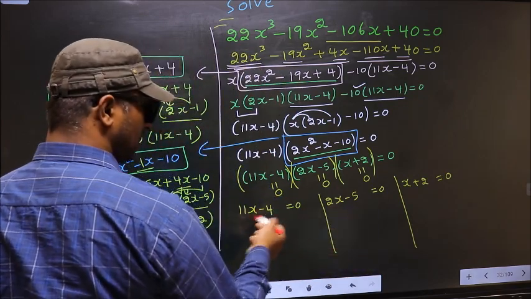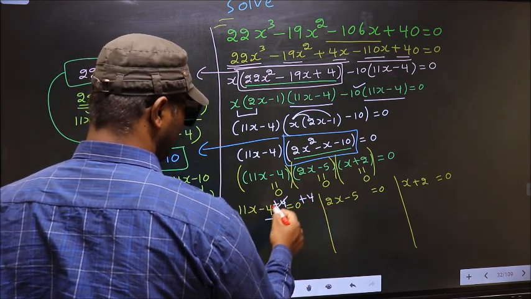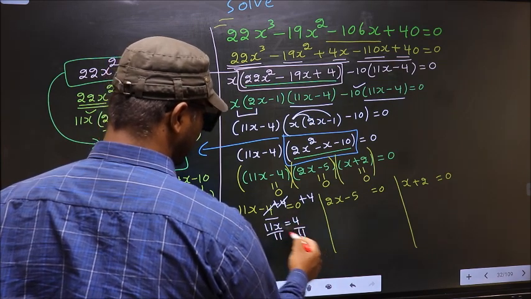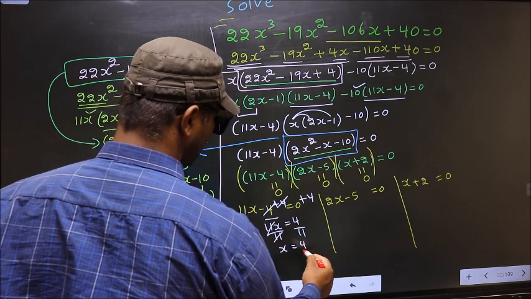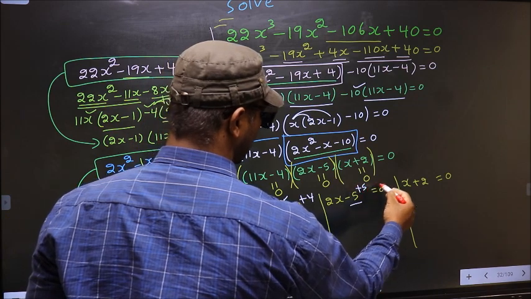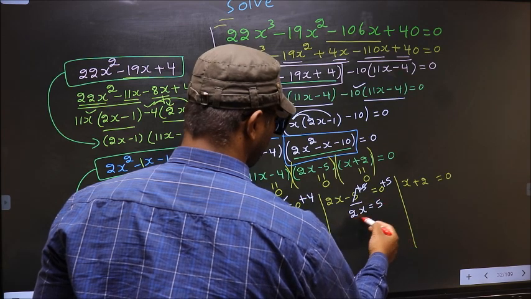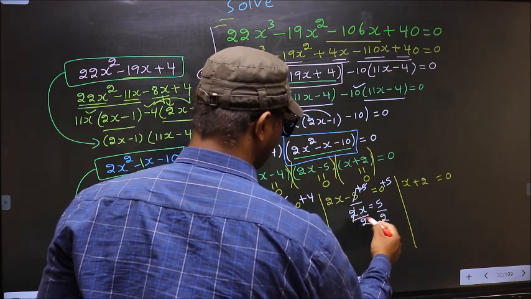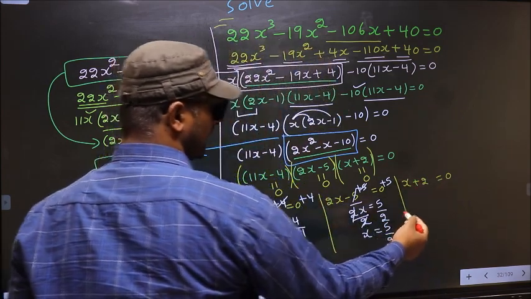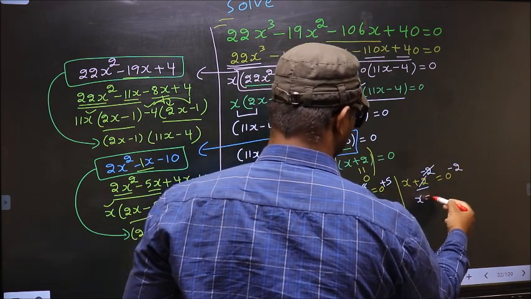Now to get x value from here, first I should remove minus 4, so add 4. You get 11x equal to 4. Now I should remove 11, so divide by 11. You get x equal to 4 by 11. Now here, first I should remove minus 5, so add 5. You get 2x equal to 5. Now I should remove 2, so divide by 2. You get x equal to 5 by 2. Now here, I should remove plus 2, so subtract 2. You get x equal to minus 2.